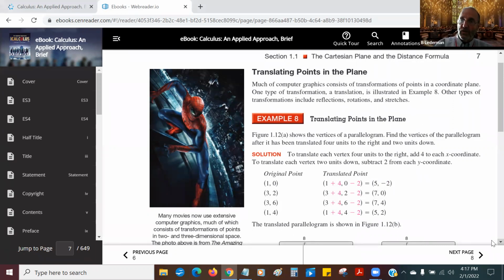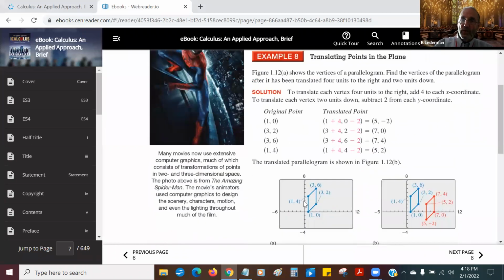And to just show what it's going to look like, this was the original parallelogram. And when I moved it 4 to the right and 2 down, it wound up over there. Notice that these two parallelograms are congruent. They're exactly the same size and shape. I just slid it. Translating means I don't change the shape in any way. I just slide it. That's translating.